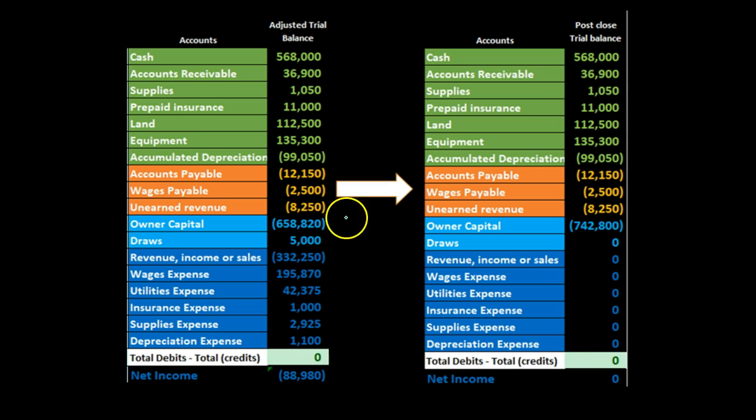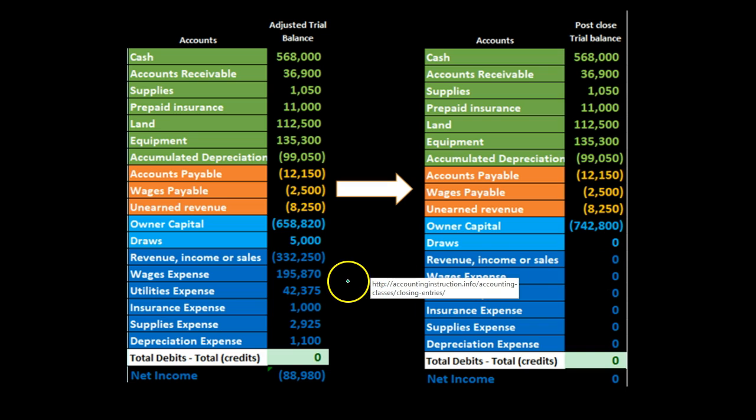So the unadjusted trial balance looks like this. It's got the temporary accounts down here. And what we're trying to do is get to the post-closing trial balance, meaning we're trying to close out all the temporary accounts and close them out to the owner capital account.